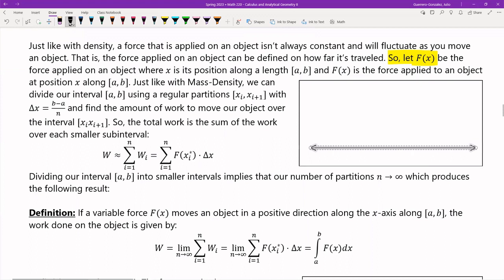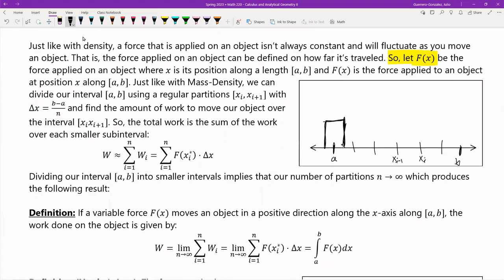So let's go from A to B, and let's take an object. Here's my box. Let's take this box as an object. I'm still going to do the same thing that I've been doing from before. I'm going to grab my A to B and divvy it up into regular subpartitions. And I'm going to particularly look at this spot right here, x_{i-1}, x_i.